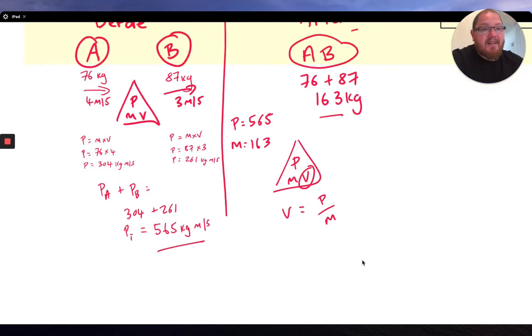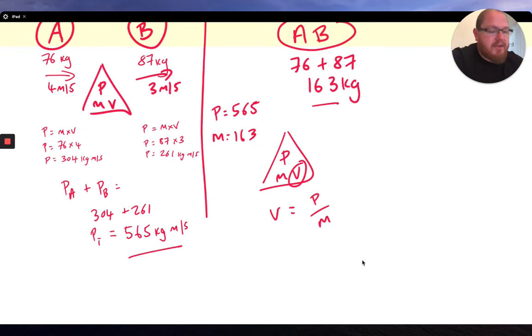By the way, these are skills you should have really got from year 10 with Mr. Jeeves there, rearranging these triangles. So if you're struggling with that, leave a comment and I may have to do a video on that. But I'm taking it for granted now that you know how to do these triangles. V equals P over M. V equals, well, my momentum is 565 over my mass is 163. So my final velocity is 3.5 meters per second.